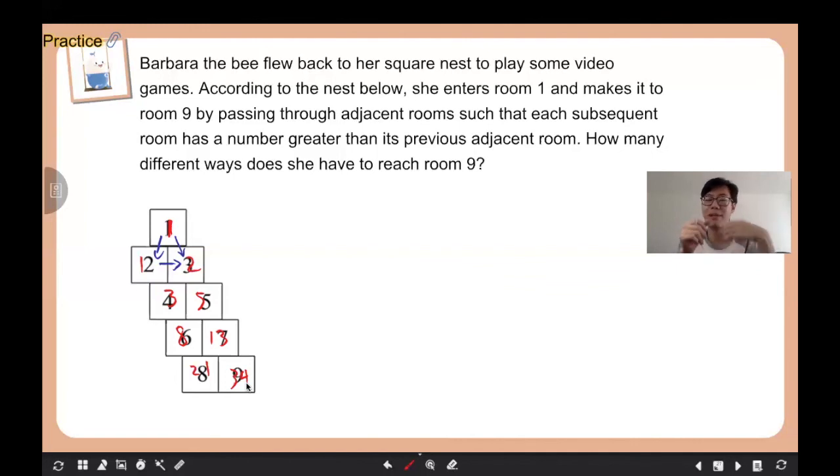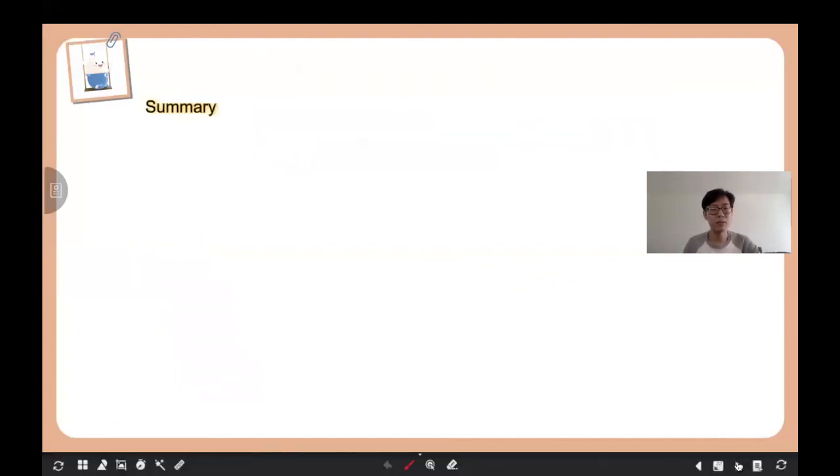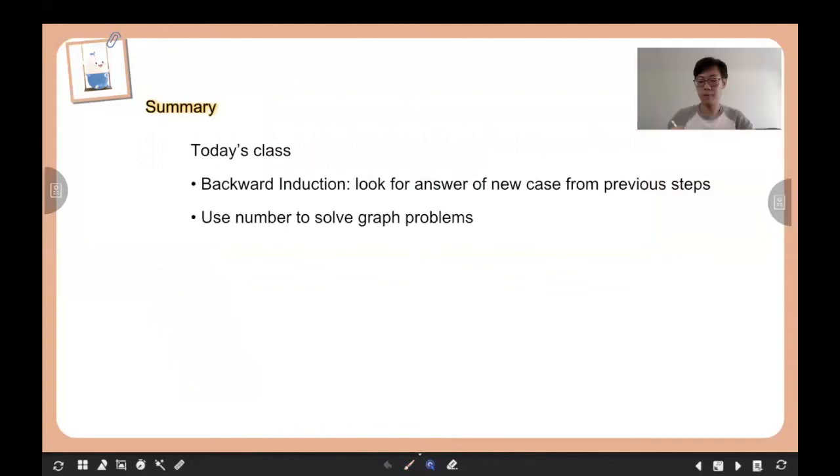So don't be troubled by the graph. Use the number, okay? So that's pretty much for today's class, and let's do some little summary here. Okay, what should we learn in this? This is what I call the backward induction, right? For the third step, or room 3, we already have room 1 and 2, those previous examples. We use what we have for the previous cases and look for the future cases.